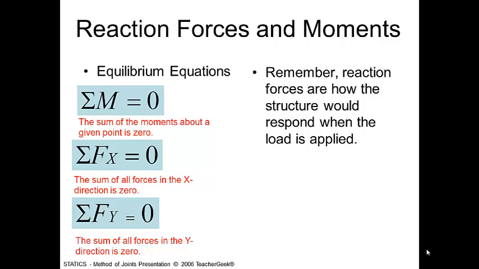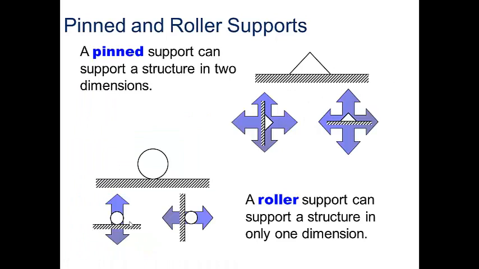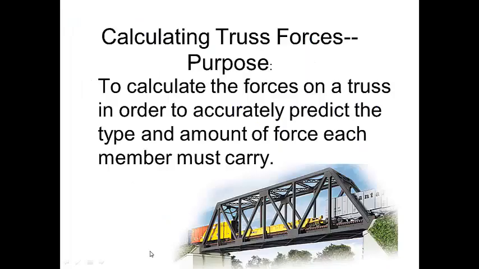We don't want our bridge or our structure to actually move, so we want the sum of the moments to equal 0. We want the sum of the forces in the x direction to equal 0, and we want all of the forces in the y direction to also equal 0. Reaction forces happen at either pin supports or roller supports. A pin support is a structure that's going to be supported in 2 dimensions. A roller support is something that can only support in one direction.